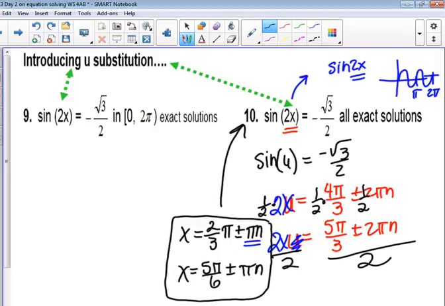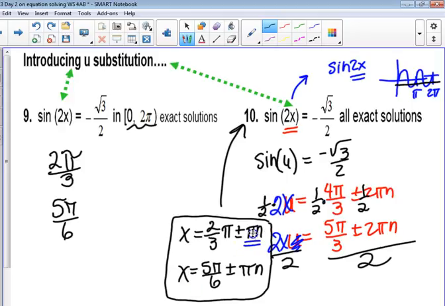Number 9 is actually better to do second because it wants all the answers between 0 and 2 pi. Remember my little picture up here? How many times did it hit a negative value down here between 0 and 2 pi? 4 times because the period was only pi, right? So what we're going to do to find those, we're just going to use this. We're going to say one of them is 2 pi over 3. One of them is 5 pi over 6. How are we going to find the other two?